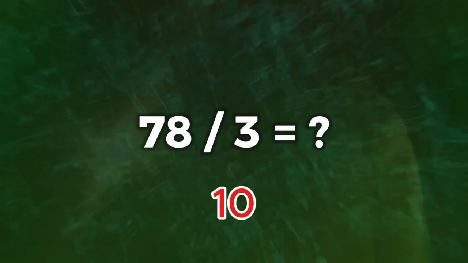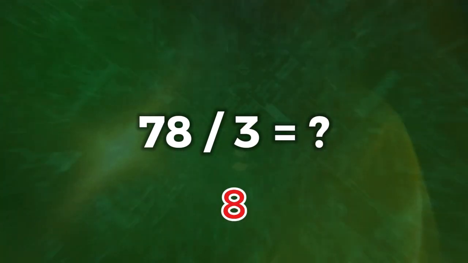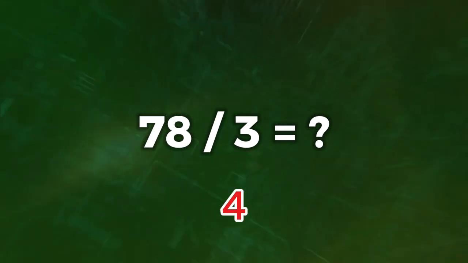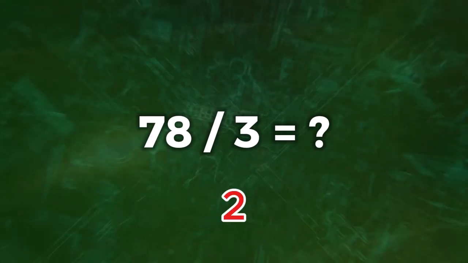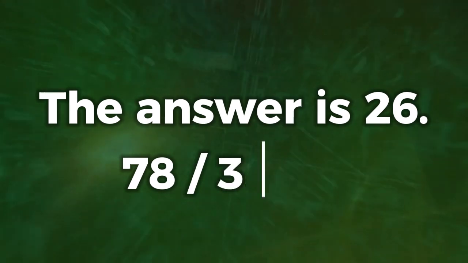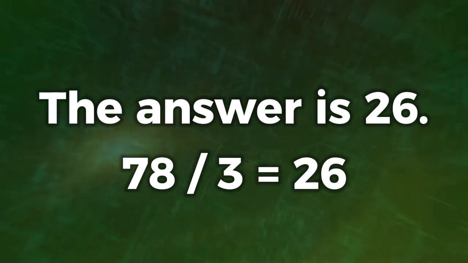Here's the seventh. 78 divided by 3 is equal to. The answer is 26. 78 divided by 3 is equal to 26.